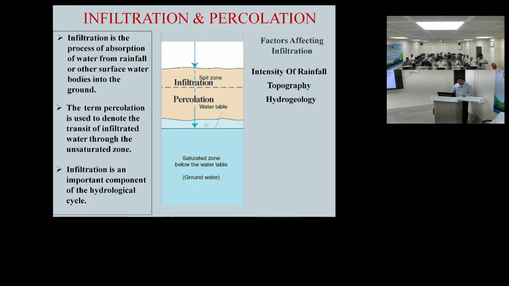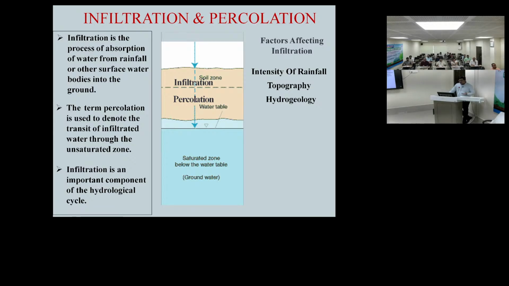Infiltration is a process of absorption of water from rainfall or other surface water bodies into the ground. Infiltration depends on many factors, such as the soil quality and type. If it's a clay soil, the infiltration will be very less. Waterlogging happens in some areas because the water doesn't percolate into the ground. If there is continuous rainfall, we see waterlogging. If it is a well sorted sandy soil, the infiltration capacity is more.